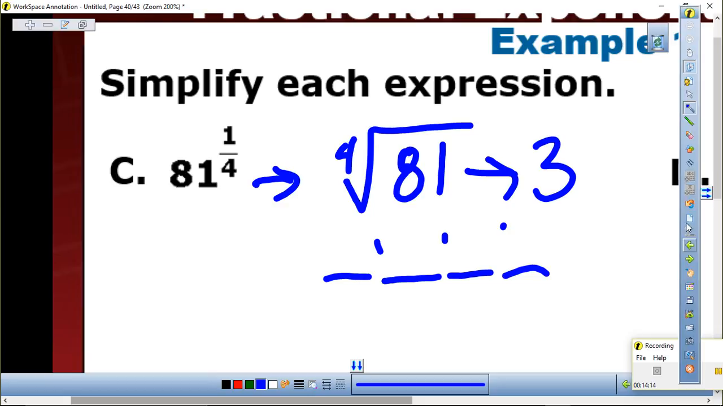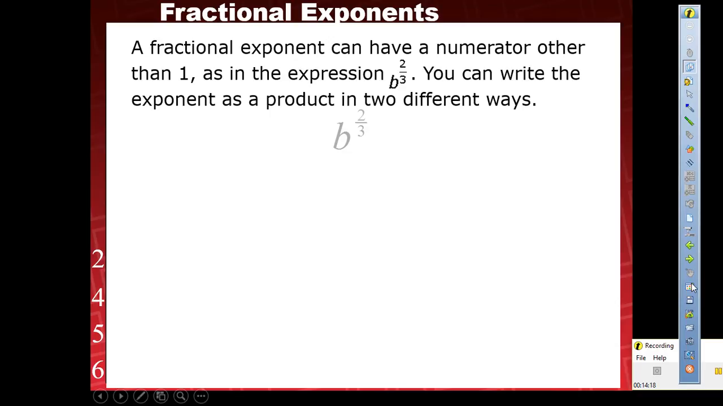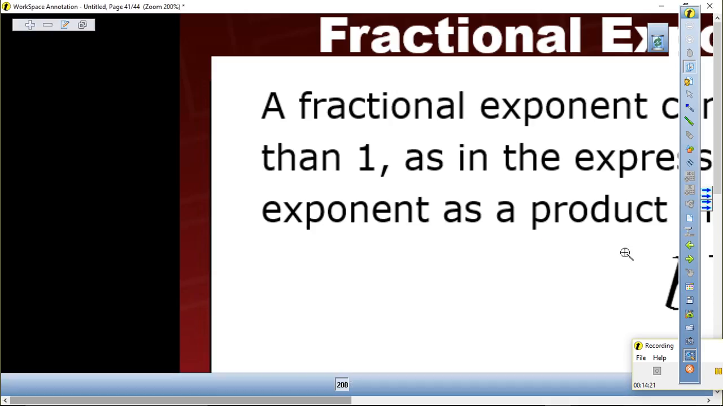All right. I want to get to this next one. This is the last example. Look up to the screen. Don't copy this, just pay attention. You'll copy at the end.